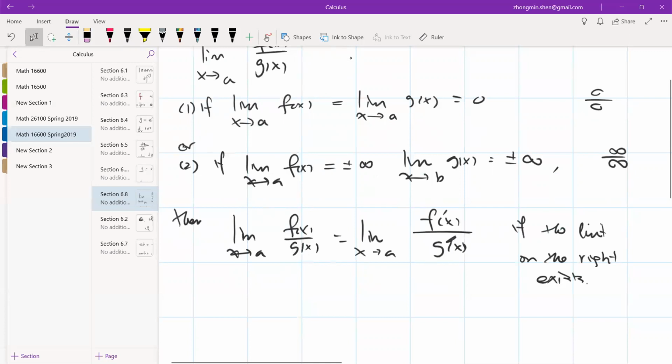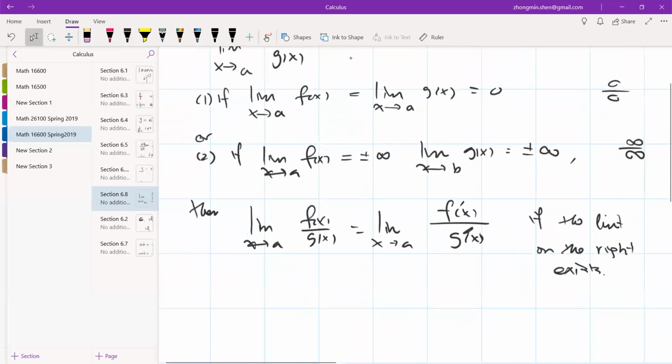Okay, so here's some examples. But we have to be very careful. We have to check the conditions when we apply L'Hopital's rule. Otherwise, you will make mistakes.